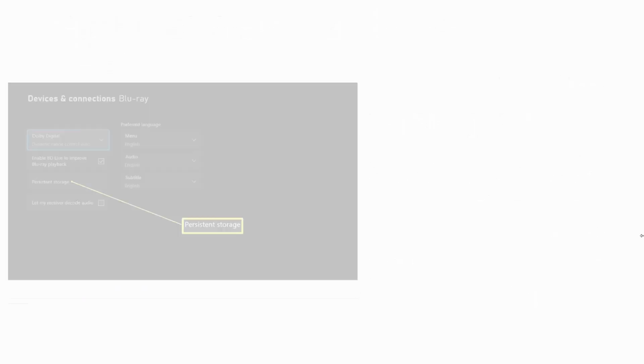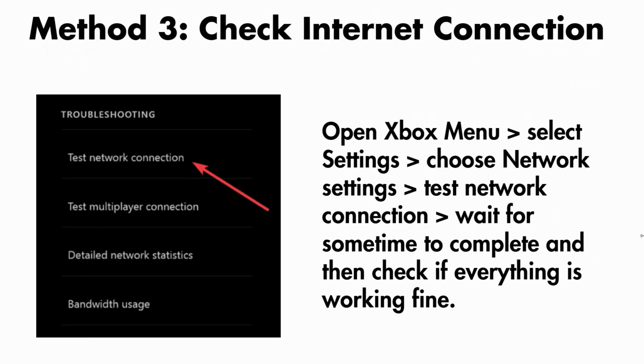If not, next solution is to check internet connection. For that, open Xbox menu. Now select settings, then choose network settings. Then click on test network connection. Now here, wait for some time to complete and then check if everything is working fine.